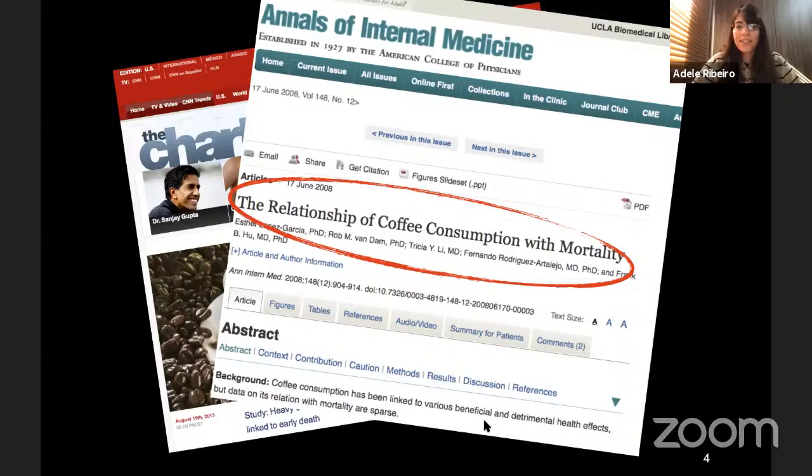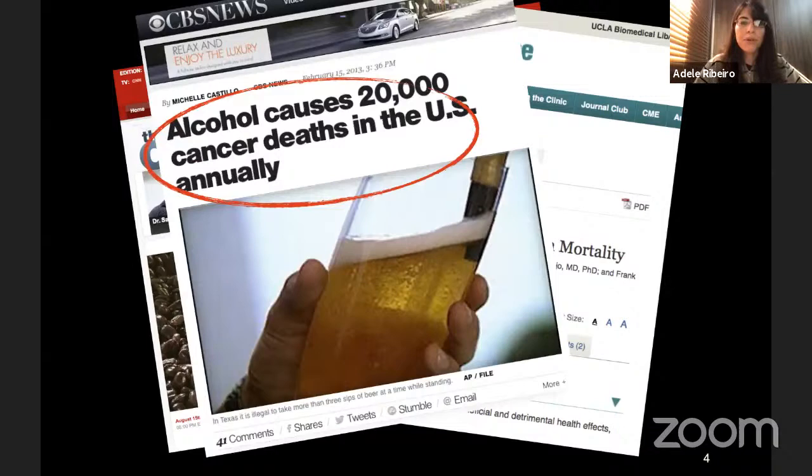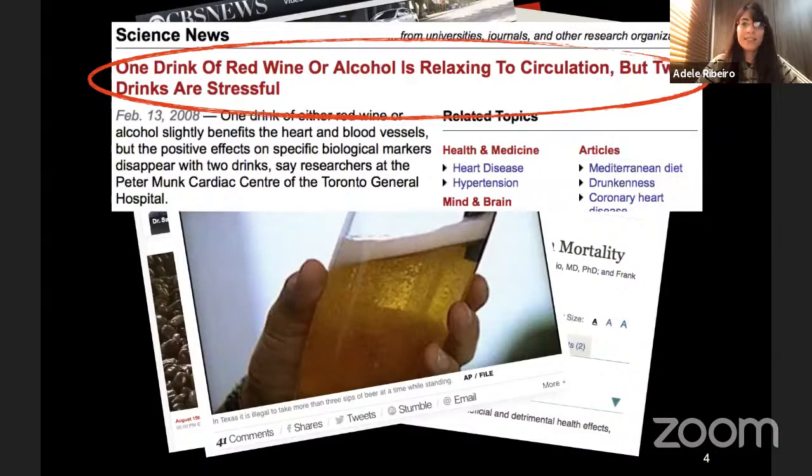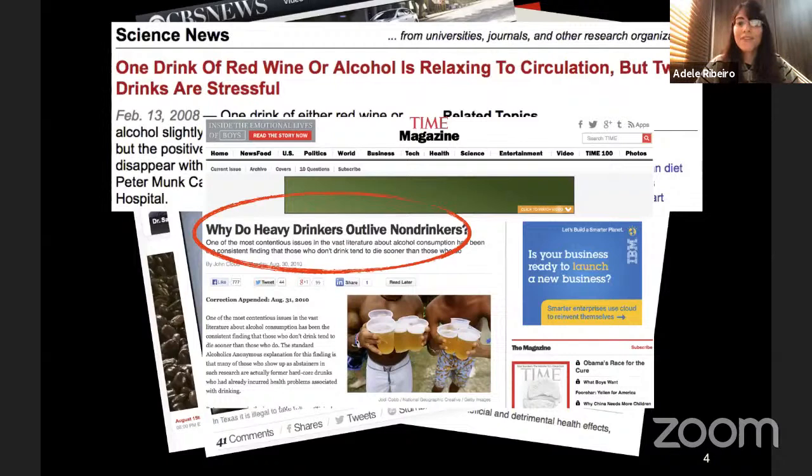This is about alcohol. Alcohol causes 20,000 cancer deaths in the US annually. It seems concerning. But then we have another news saying that this is not so bad, like one drink of red wine or alcohol is relaxing to circulation, but two drinks are stressful. So there's a threshold here. And then we have this other news asking why do heavy drinkers outlive non-drinkers? So it seems that now it's a good idea to have a lot of alcohol.